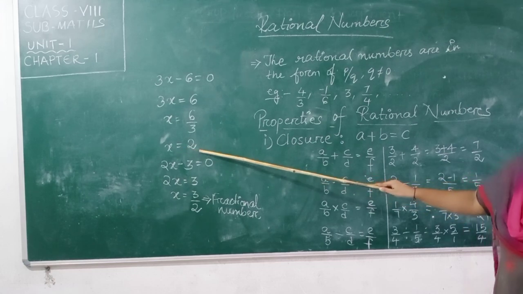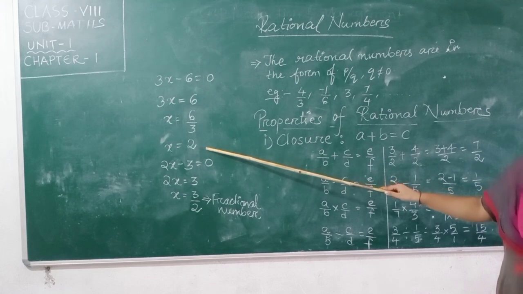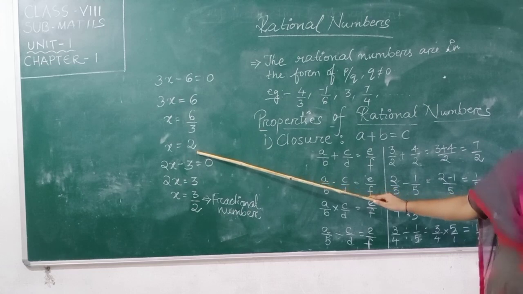When we got x is equal to 2, if you observe here, 2 is which number? 2 is a whole number. So when we solve the equation, we got x equal to 2, which is a whole number.